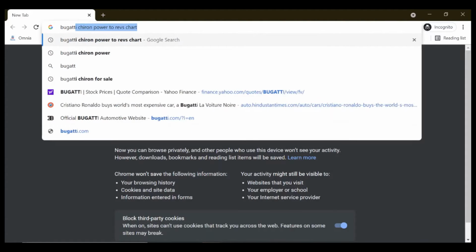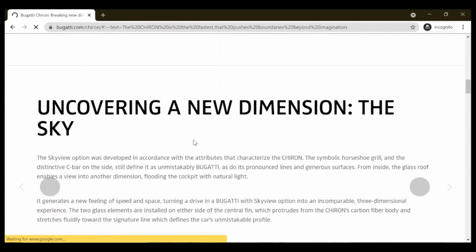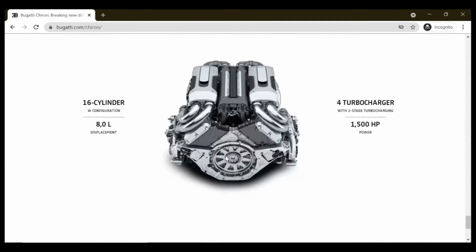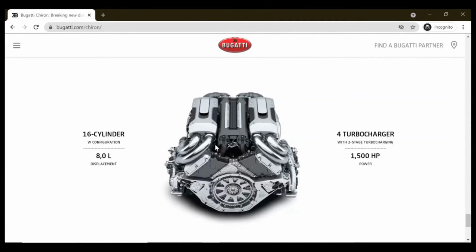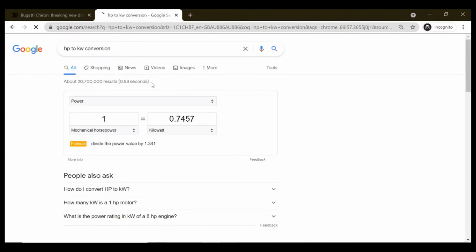But you'll notice if we do a bit of our own research here, going on Bugatti's buzzword-filled website and accept the cookies, here we've got 1500 horsepower and a lovely little diagram of the engine. So if we do a quick horsepower to kilowatt conversion and we put in 1500 horsepower, we get just over 1100 kilowatts. So you might be asking, what's happened here? We've calculated it to be 836 kilowatts.